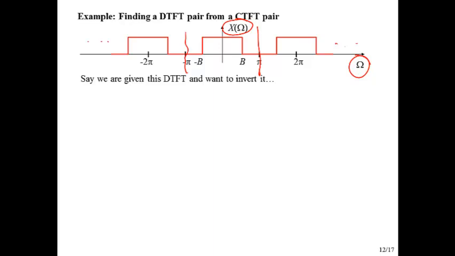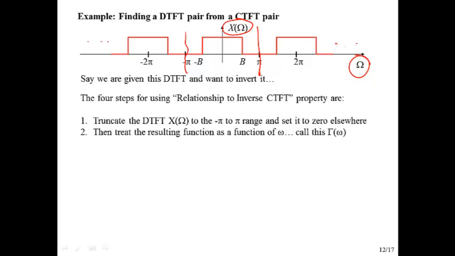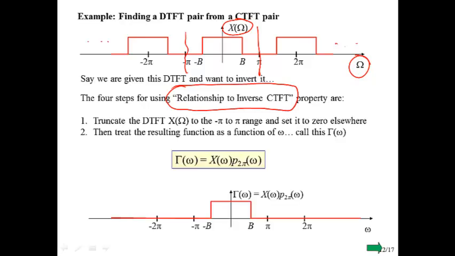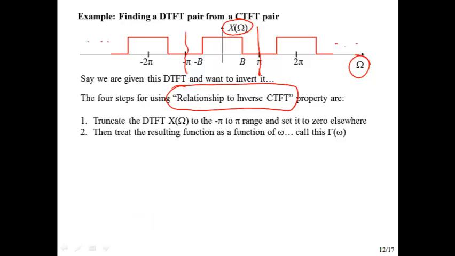And so we want to find the inverse of this, to find what time domain signal has this as its Fourier transform. So we look on our table and we don't see it there, but we can use this last property on our table, the relationship to inverse CTFT property, and there are 4 steps. The first 2 are listed here.